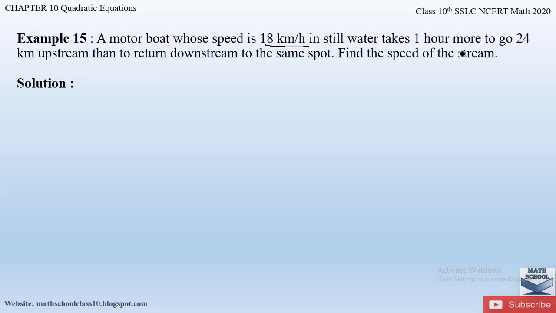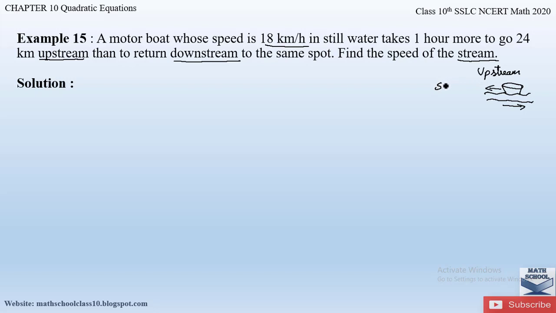So we have to find the speed of the stream. Stream means the water which is flowing. It will be either flowing in the direction of the motorboat or in the opposite direction of the motorboat. So let us first of all understand what upstream and downstream mean. In case of upstream, the water will be flowing in one direction and the motorboat will be moving in the opposite direction.